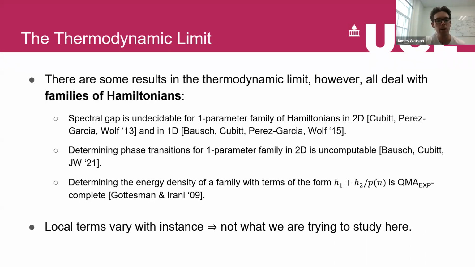So one thing I should note is there actually are a bunch of results about Hamiltonians in the thermodynamic limit. However, all of these deal with families of Hamiltonians rather than fixed Hamiltonians. So, for example, it's been shown that determining the spectral gap of a one-parameter family of Hamiltonians in 2D and in 1D is undecidable. Determining phase transitions for a one-parameter family of Hamiltonians is uncomputable. Determining the energy density of a slightly weirdly parameterized family of Hamiltonians is QMA-X complete.